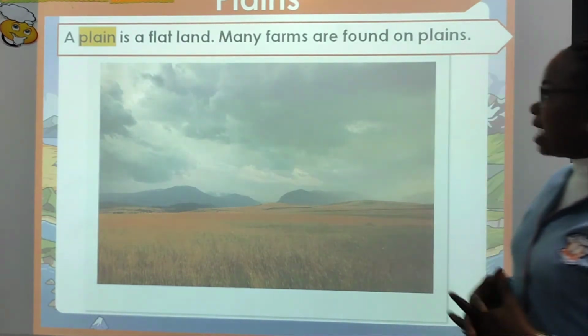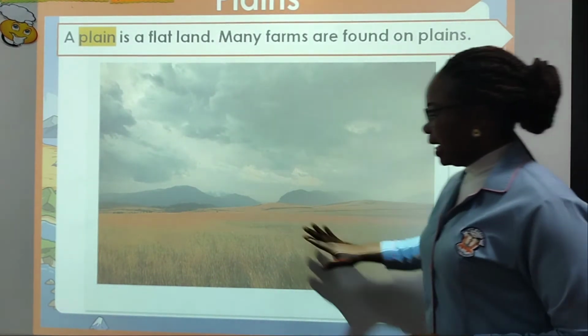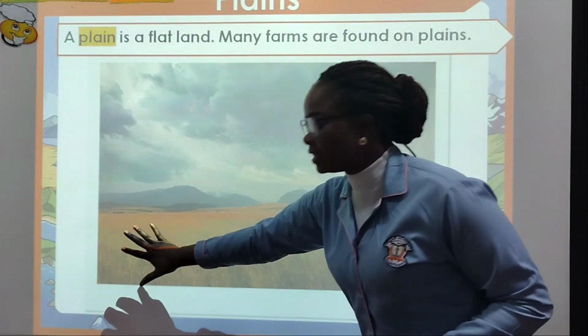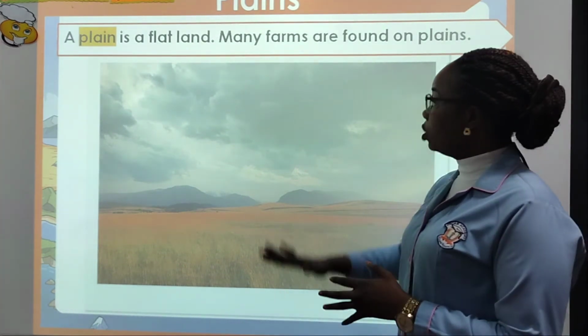A plain is a flat land. Many farms are found on plains. It's a flat land. Can you see? A very flat land. Many farms are found on plains.